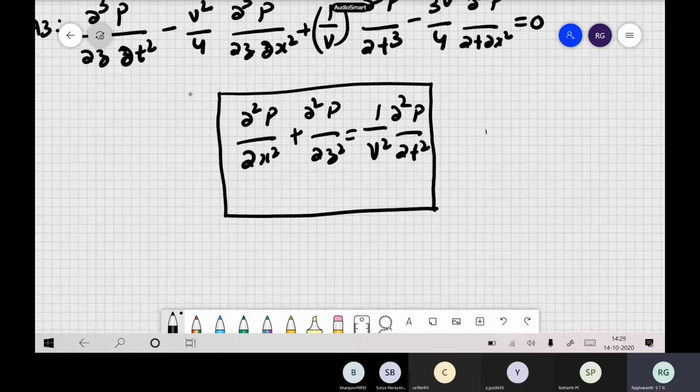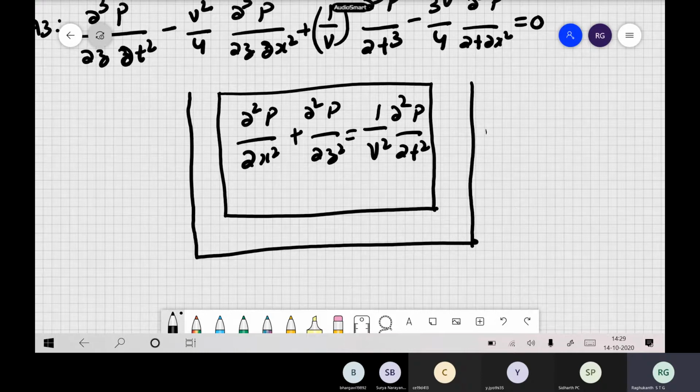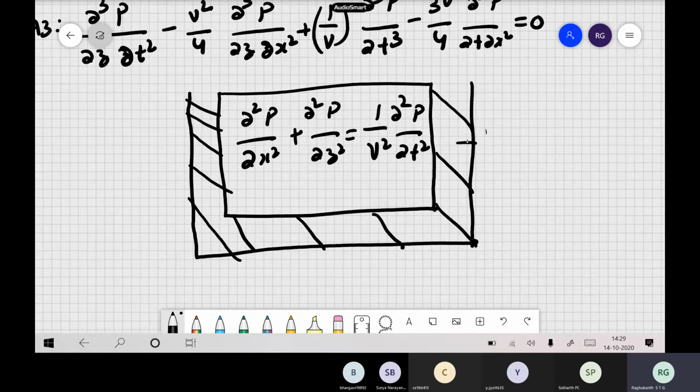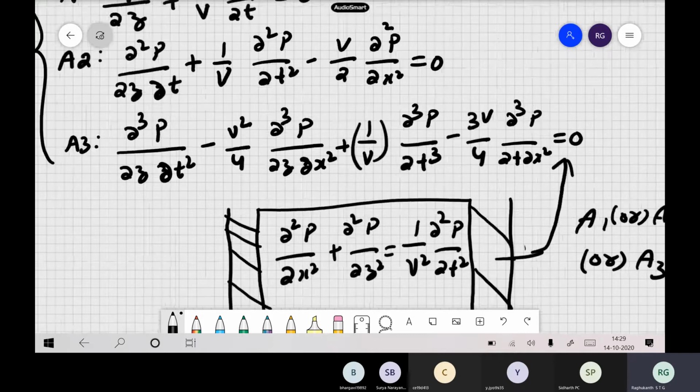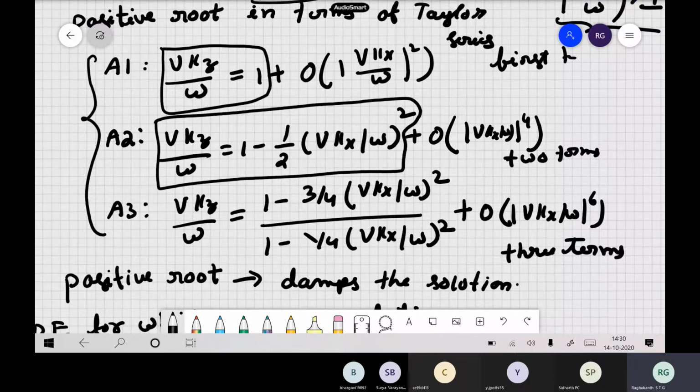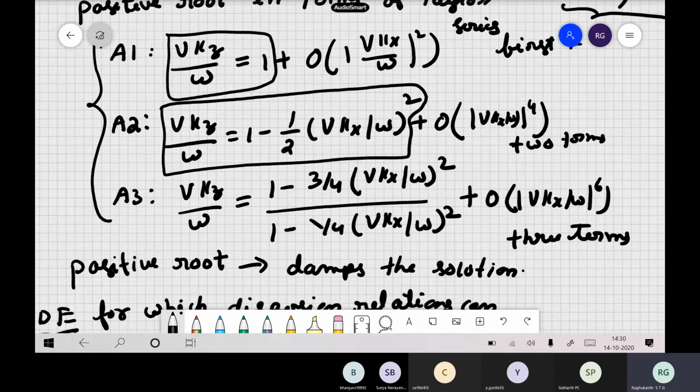Now for this absorbing boundary condition, this is my extra region which I am solving here. In this region also my equation is one of these three actually. I can take A1 or A2 or A3. Of course, which is better here? In the Taylor series, for the first one you are taking only the first term, V kz/ω equal to 1, which is not that accurate. So A2 or A3, you can take this equation.